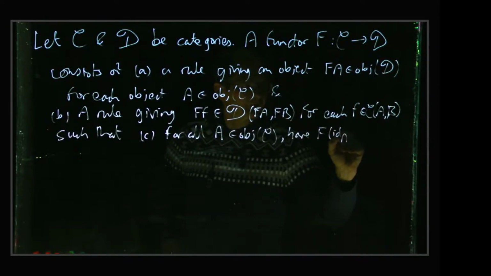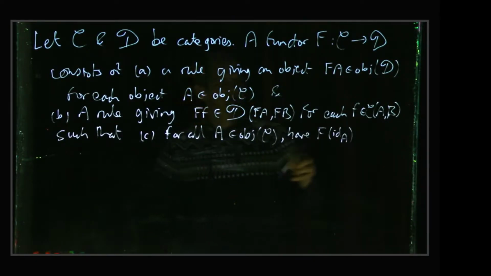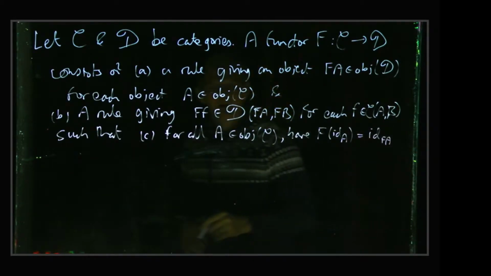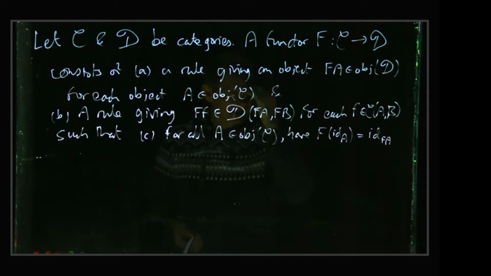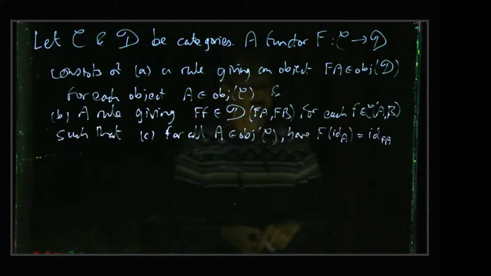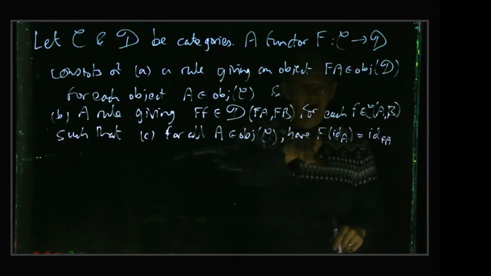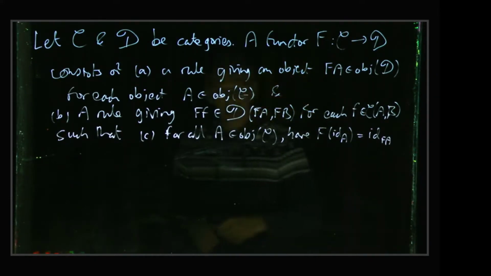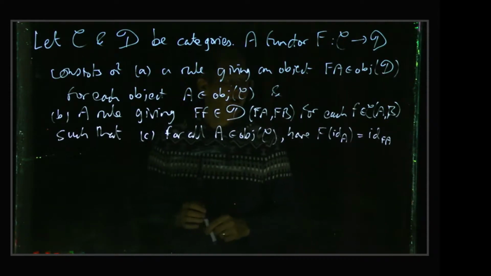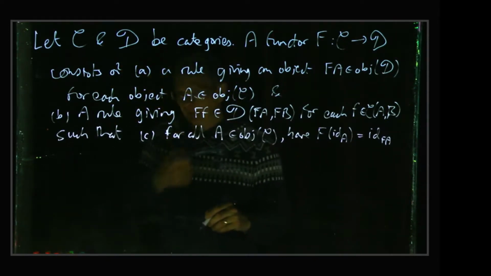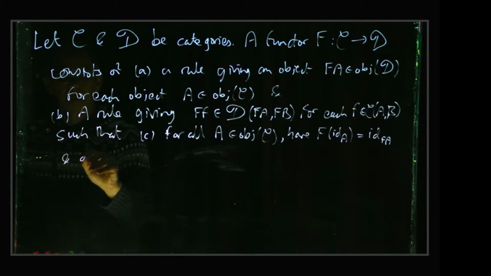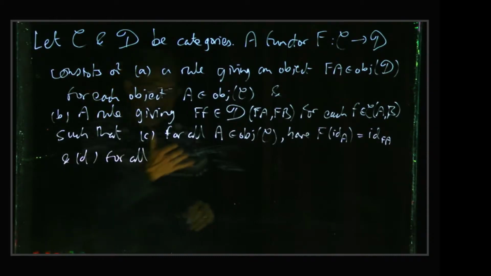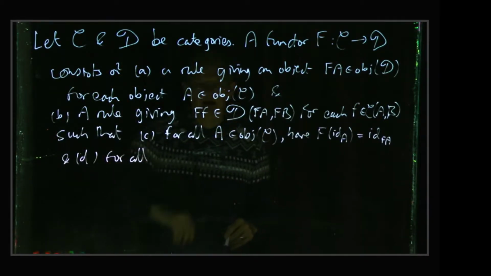Okay, so the first thing is that F has to preserve identities in the following sense. If we've got some object A of C, then it has an identity morphism, id A from A to A. We apply F to it, we get a morphism from FA to FA, and that should just be the identity morphism of the object FA in D. So that says that F preserves identities, and the second thing is that F has to preserve composition.